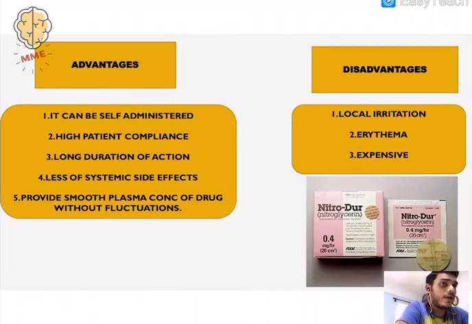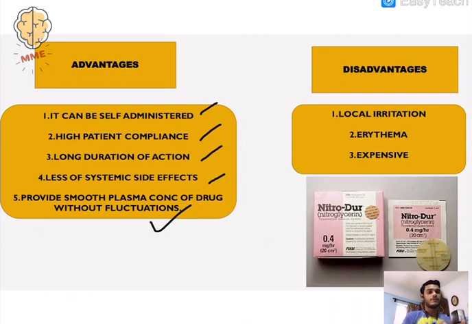So what are the advantages? The advantages of the transdermal route are that these patches are self-administered. Obviously, they have high patient compliance, they are very long-acting, there are fewer systemic side effects, and they provide smooth plasma concentration of these drugs without much fluctuation. But as we all know, there are also disadvantages to everything. So there may be local irritation, erythema, meaning the area is reddened, and these patches are often expensive.